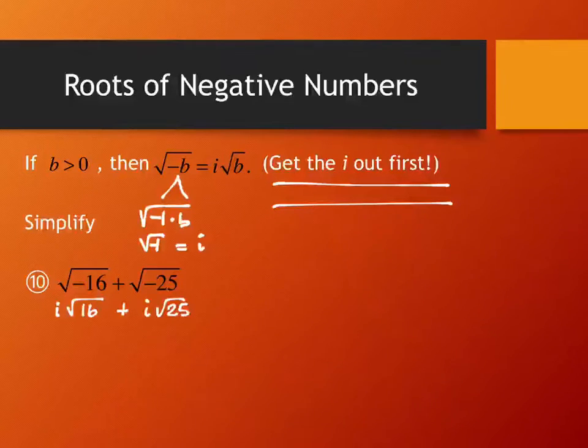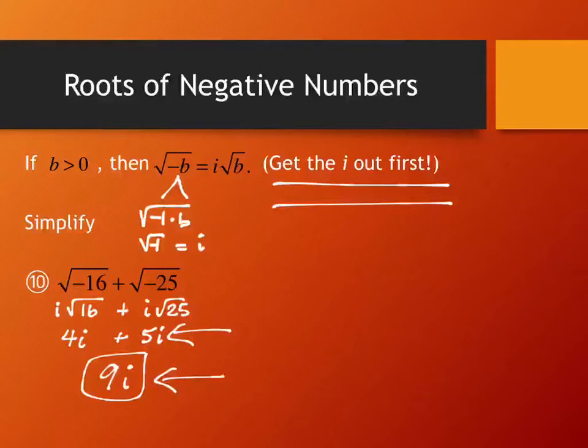Now, if you can do it all at once, that's great. What's the square root of 16? 4. So this is actually 4i. And what's the square root of 25? 5. So this is 5i. And then we can combine them, much like we did last time, so that we get 9i. Okay? So you should be at least showing me this step and this step as you're working through, simplifying this.